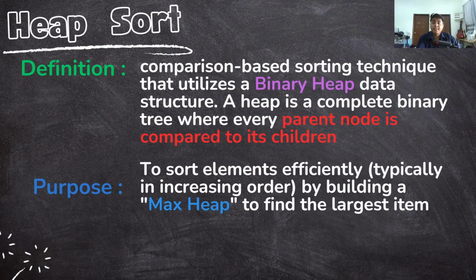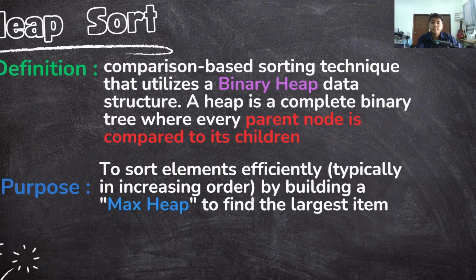And for the last is the heap sort. So what is heap sort? Heap sort is a comparison-based sorting technique that utilizes a binary heap data structure. A heap is a complete binary tree where every parent node is compared to its children. And the purpose of this sort is to sort elements efficiently, typically in increasing order, by building a max heap to find the largest item. So now Ali Shazwan will explain more about how we do the sort.